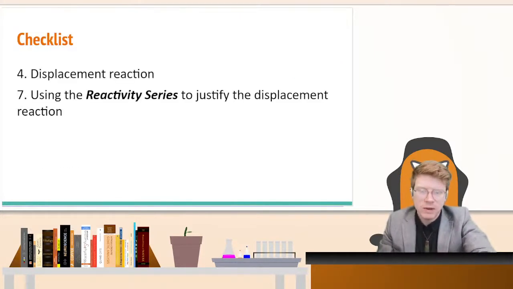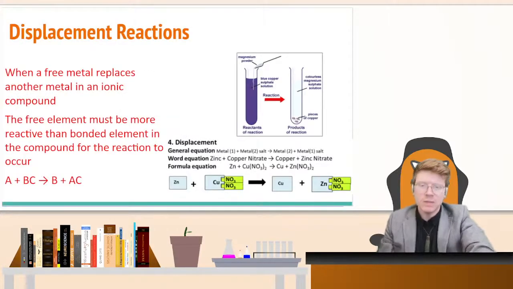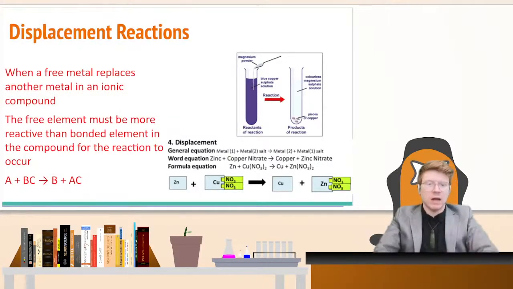All right, so today we're looking at these 2 points on the checklist, point 4 and point 7. So displacement reactions are exactly kind of what they sound like. They're when one thing displaces another in a reaction. In this case, a free metal replaces another metal in an ionic compound. Now, in order for this to happen, the free metal must be more reactive. And what do we mean when we say that?